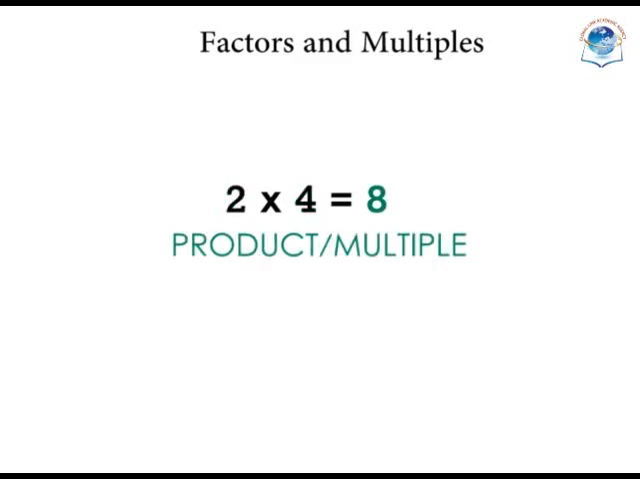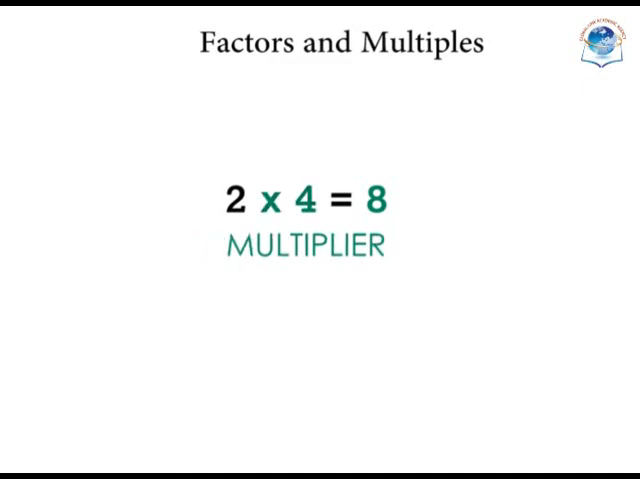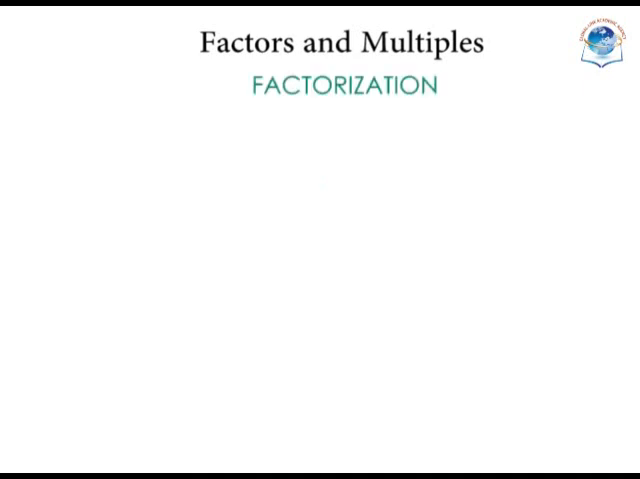The factor next to the multiplication sign is called the multiplier. But let's stick to the term factor. In any case, we could interchange 2 and 4 and still get the same answer. When we express a number as a product of its factors, we say we have factorized the number. So 8 is equal to 2 times 4.